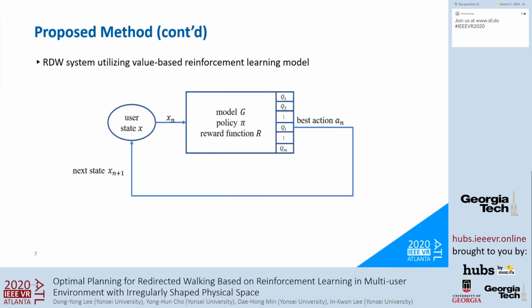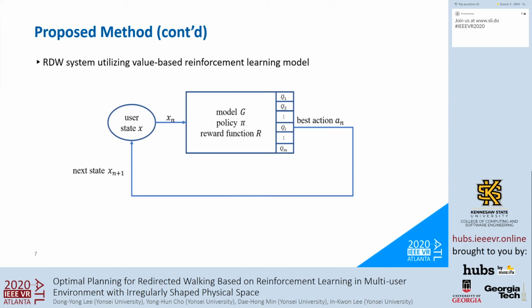The redirected walking system using value-based reinforcement learning follows this process. When state X is input to model G, the model uses policy pi and reward function R to set the Q value of each action. By learning this, the model selects the action with the best score, thereby enabling optimal planning.